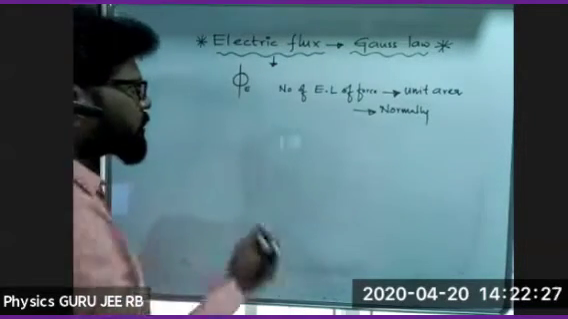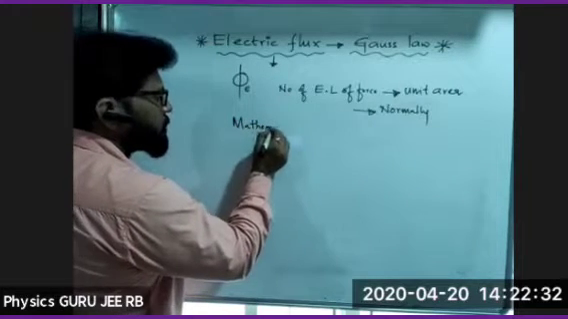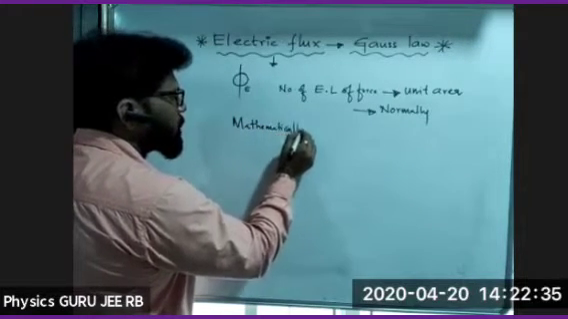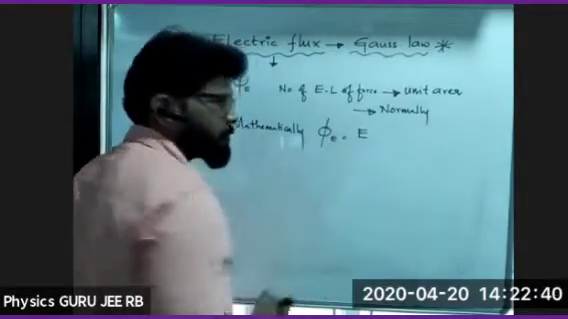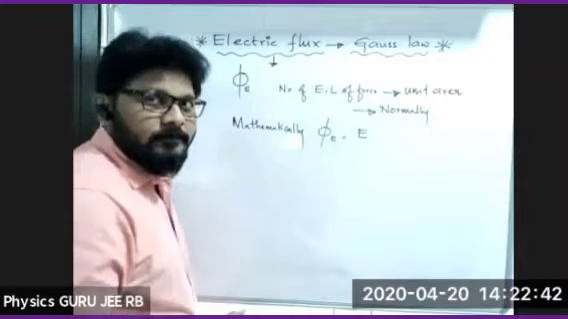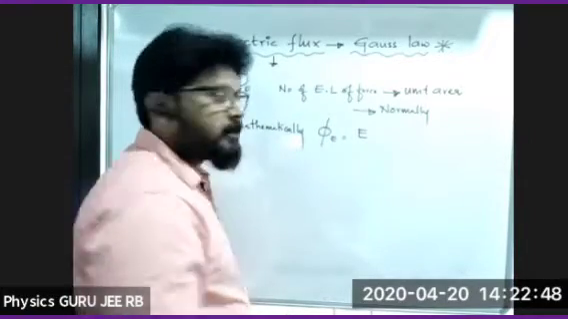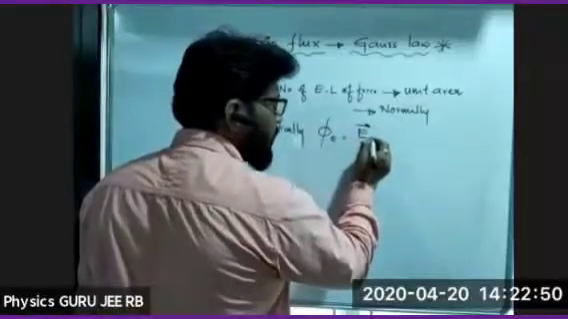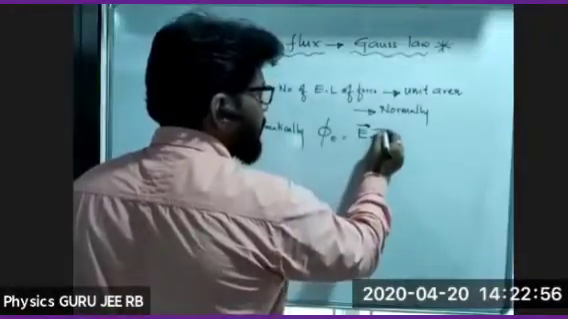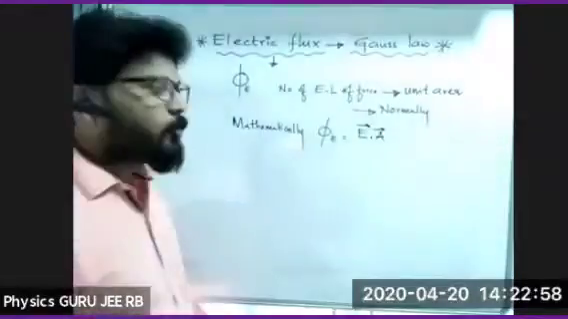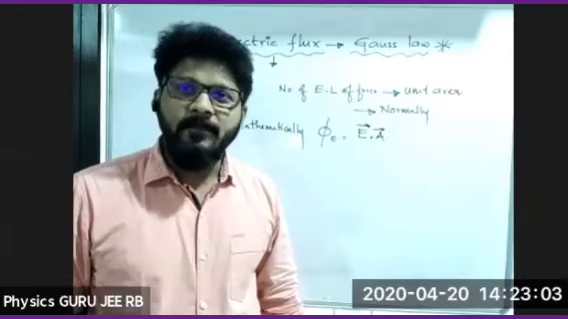Okay. Now, first phi is represented mathematically. How to represent phi? Phi can be represented as E, where E is the electric field intensity, dot area vector. This is the dot product of two vectors.